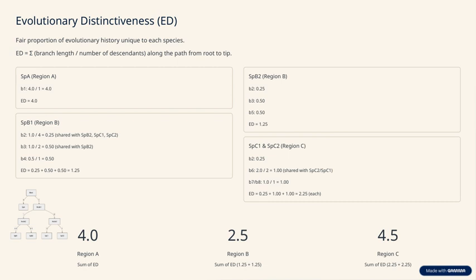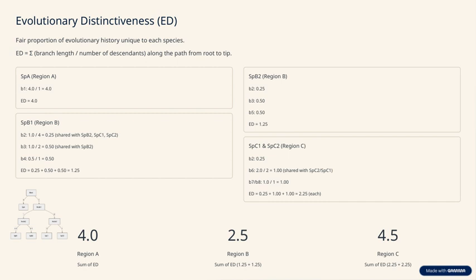In region C, species C1 and C2 each share branches of 0.25, 2, and 1. For the shared branch of 2, since it has 2 descendants, we divide 2 by 2, getting 1. The branches of length 1 are unique to each species, adding 1 to each ED. When we sum all these parts, each species in region C ends up with an ED of 2.25. Finally, if we sum up the EDs within each region, we get a total of 2.5 for region A, 2.5 for region B, and 4.5 for region C.